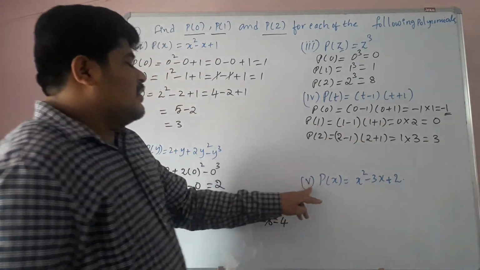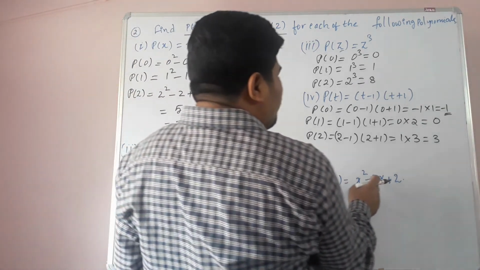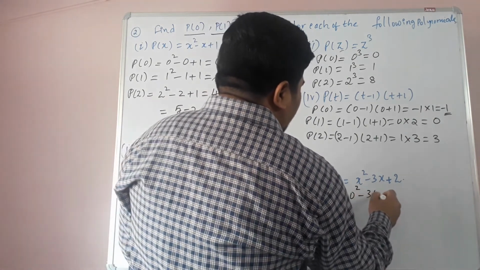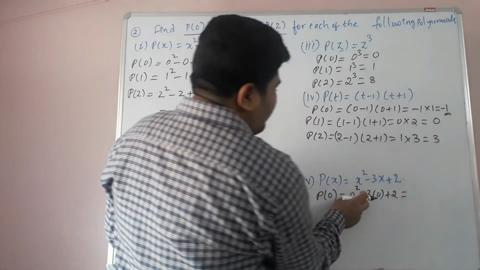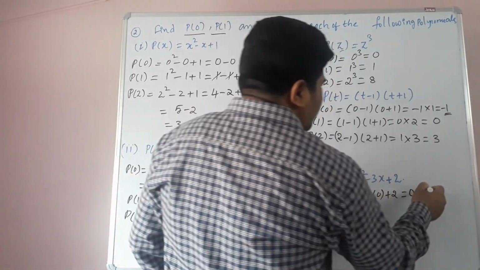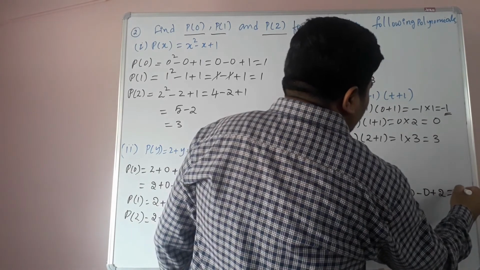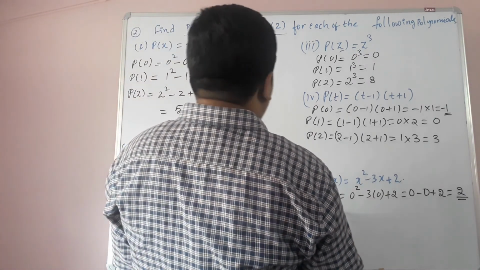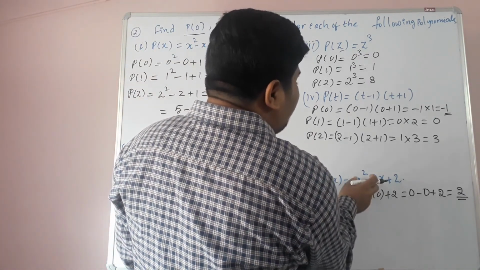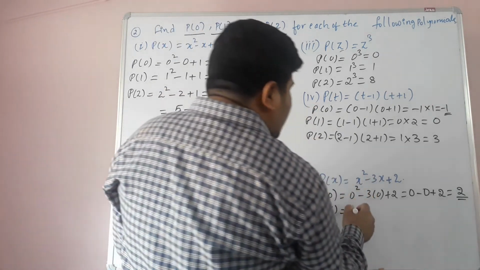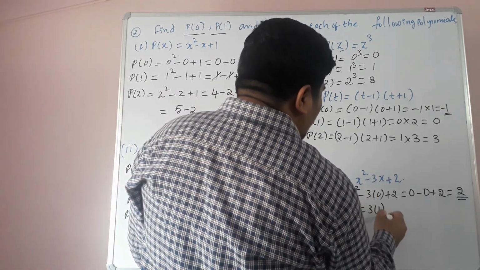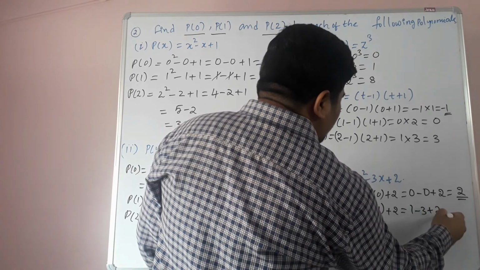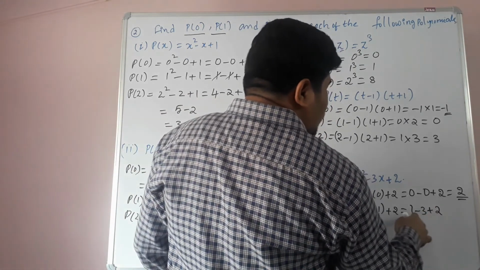So next this problem. P of x is equal to x square minus 3x plus 2. So students, first we need to find P of 0, that is 0 square minus 3 into 0 plus 2. So 0 square value is 0 minus 3 into 0 is 0 plus 2. So 0 minus 0 plus 2 means 2 is the answer. Now P of 1. So students, just you replace the variable x with 1. So that is 1 square minus 3 into 1 plus 2. So 1 square is 1 minus 3 ones are 3 plus 2.